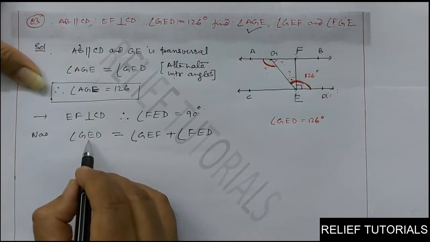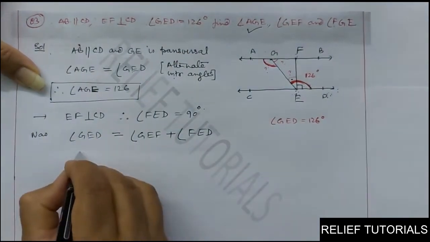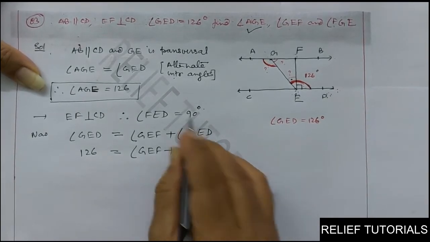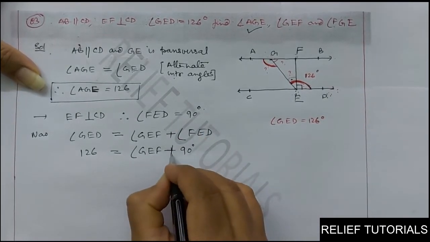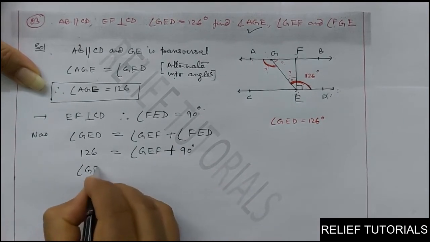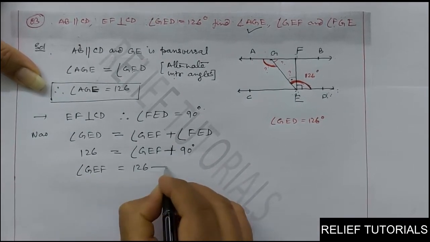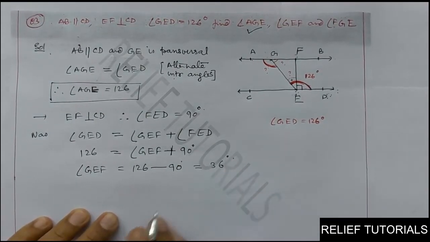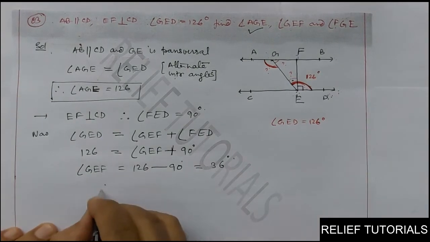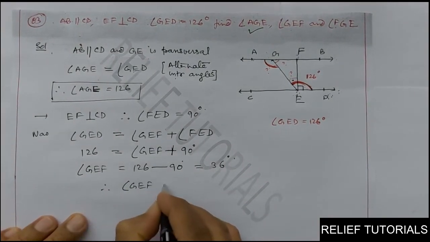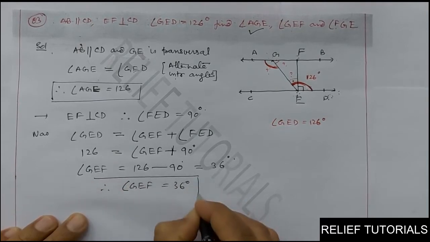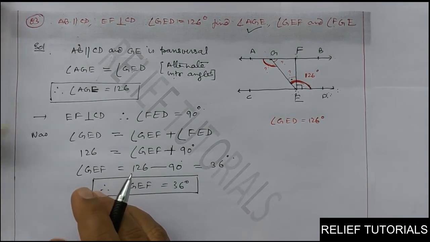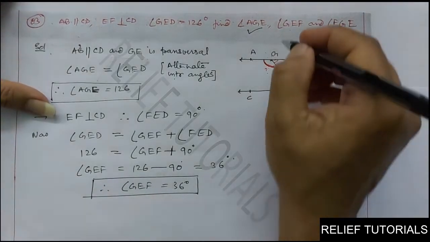Now GED is given 126. So 126 is equal to angle GEF plus FED. FED is 90. We can find GEF. So angle GEF is equal to 126 minus 90. So that will be equal to 36 degree. Clear? So therefore angle GEF is equal to 36 degree. So we got GEF.